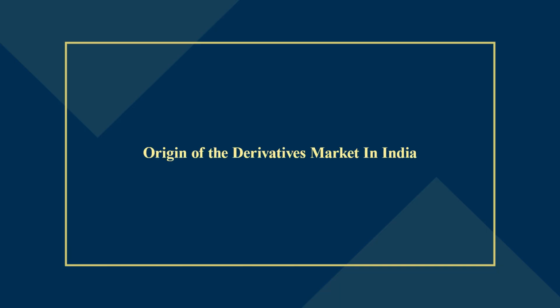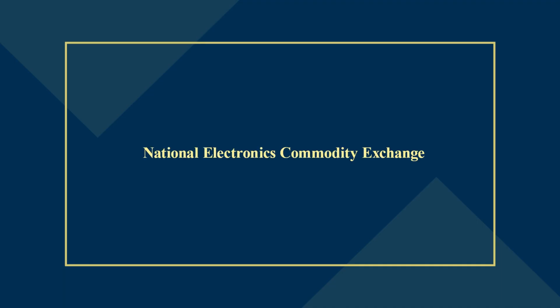Talking about origins of derivatives market in India. Derivatives market in India has a history dating back to 1875. The Bombay Cotton Trading Association started future trading in this year. However, after independence of India in 1952, the Government of India officially put a ban on cash settlement and options trading. This ban on commodities future trading was lifted in the year 2000. The creation of the National Electronic Commodity Exchange made it possible.